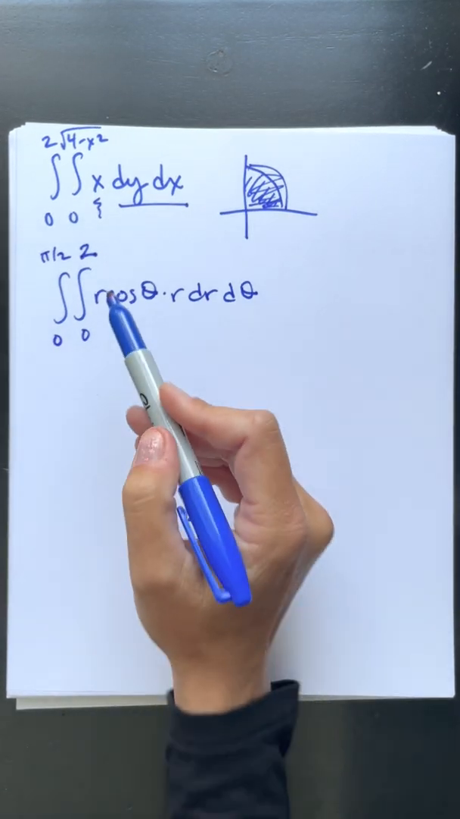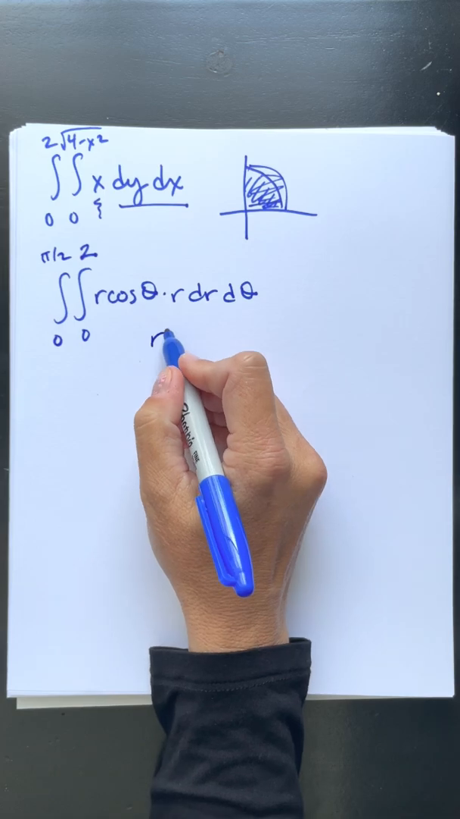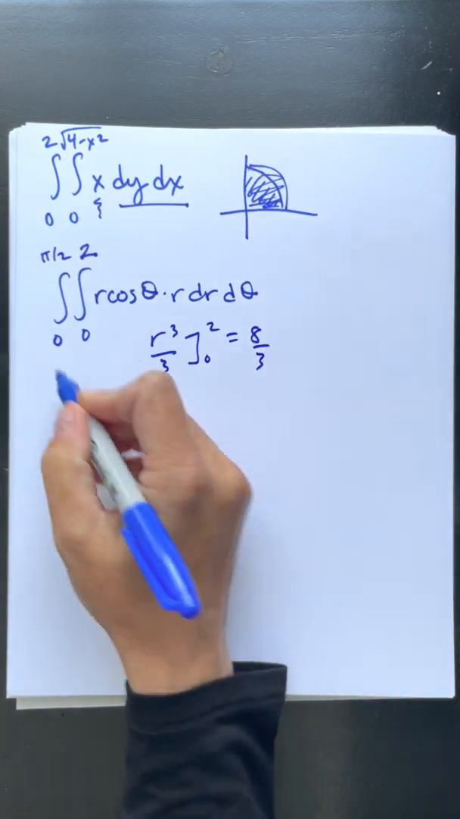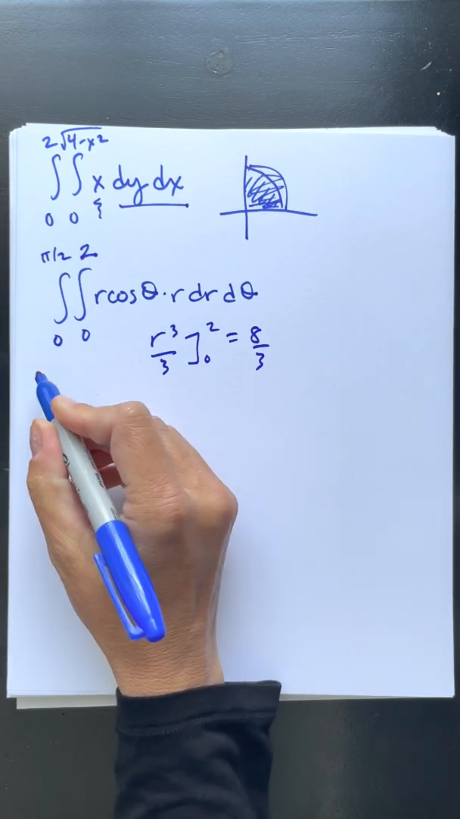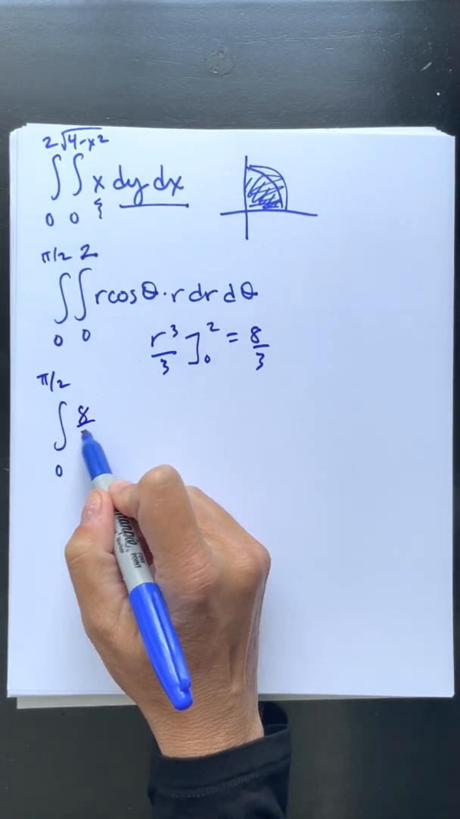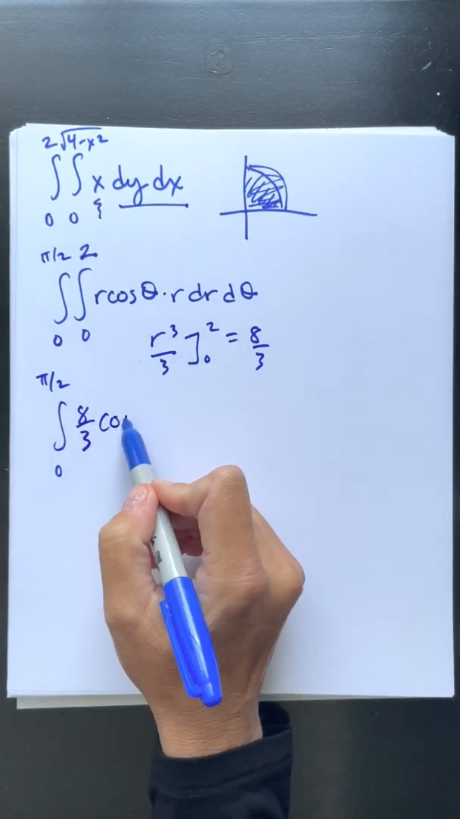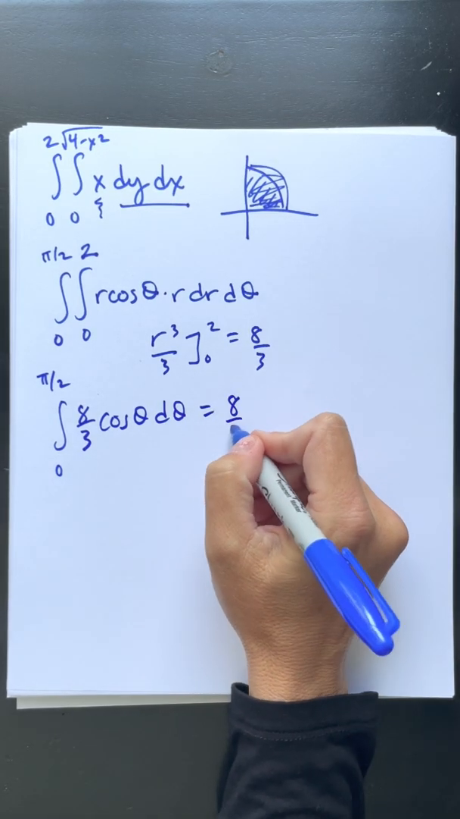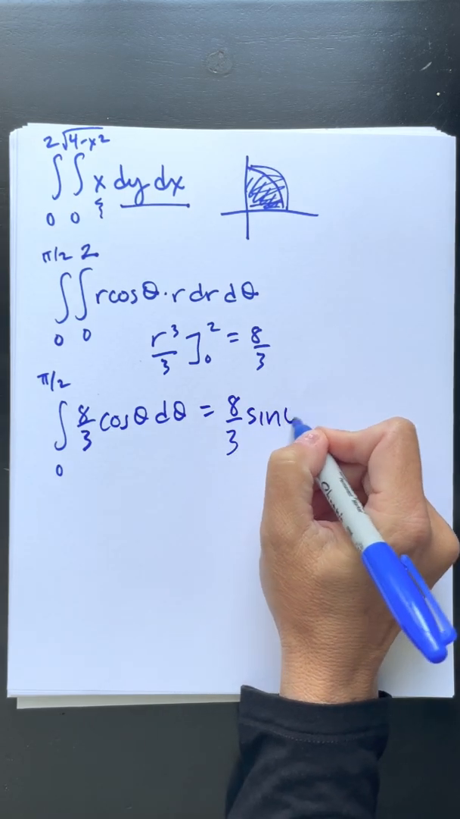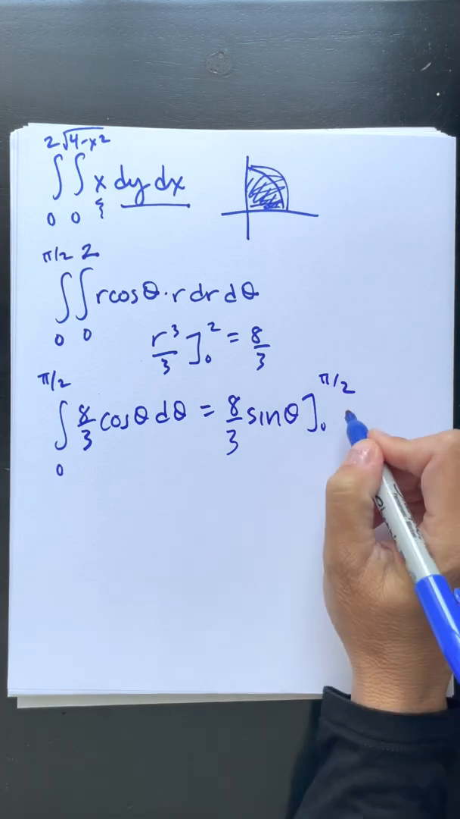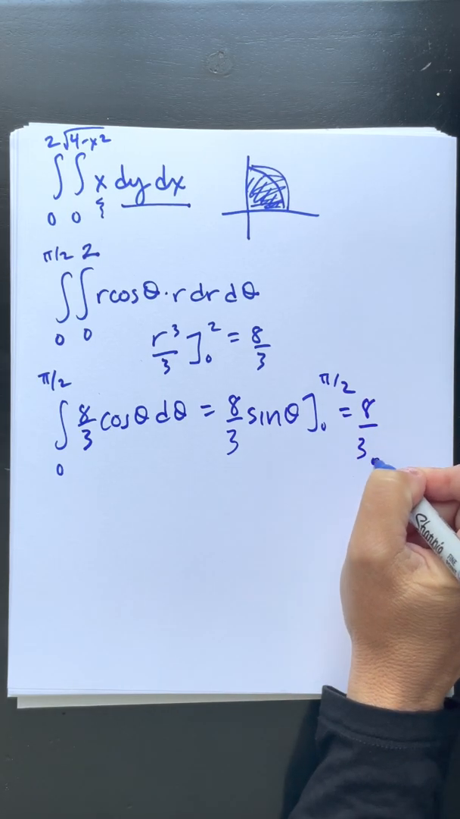So when I take the antiderivative of r squared, I get r cubed over 3 from 0 to 2, which is 8 thirds, which then gets plopped inside that outer integral. So I have the integral from 0 to pi halves of 8 thirds times cosine theta d theta. Again, this is our happy place. This gives me 8 thirds sine theta from 0 to pi over 2, which is 1 minus 0, so 8 over 3.